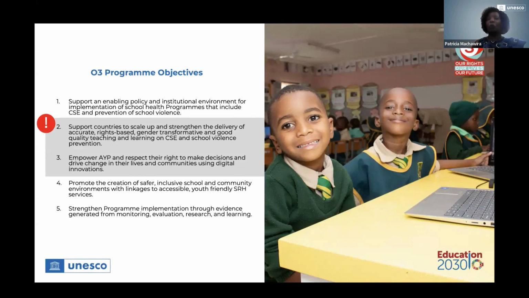So this objective speaks to the work that we do training teachers around good quality CSE and school violence prevention. And objective 3 speaks to the work that we do reaching young people directly with information to enable them to respect their right to make decisions and drive change in their lives. And then the 4th objective speaks to the promotion and creation of safer, inclusive school environments. And the last one is evidence generated from monitoring, evaluation, and research and learning. So for the purposes of this presentation, we'll focus on how we've used digital tools, particularly in those 2 objectives that we're showing there.